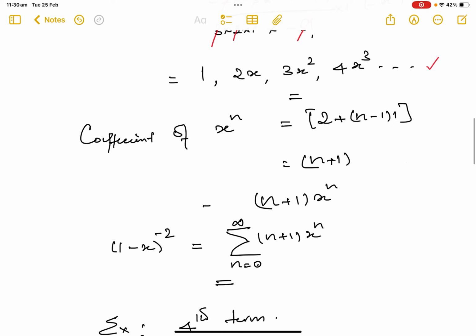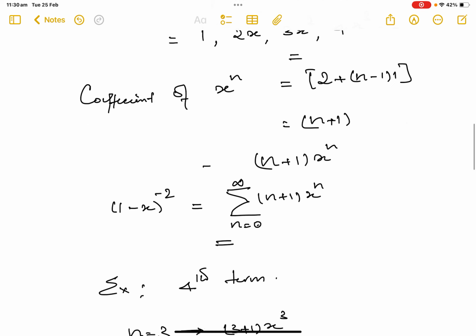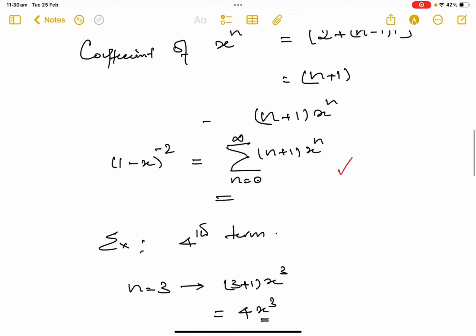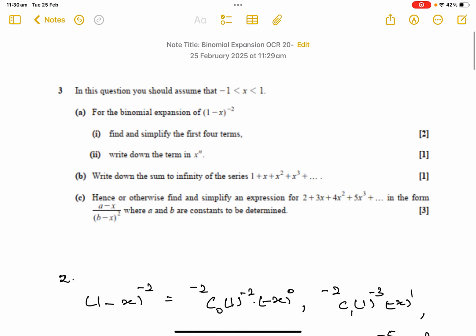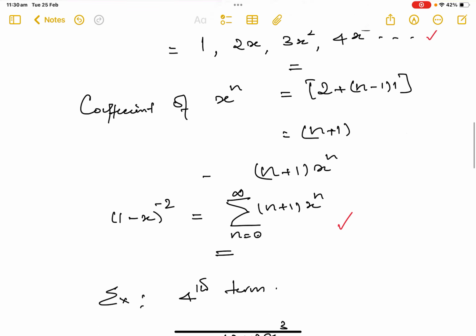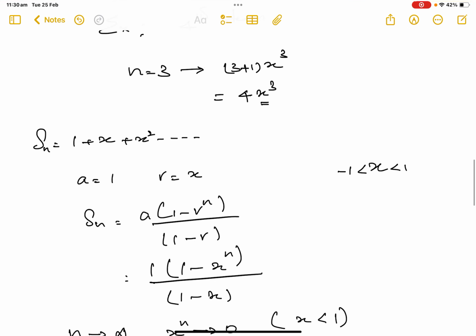When n equals 0, that will be 1, n equals 1, and so on. So this is the first part. Let's read the second. Write down the sum to infinity of the series 1 + x + x squared + x cubed. That is a normal GP, a geometric progression or series. So Sn equals 1 plus x plus x squared, and so on.